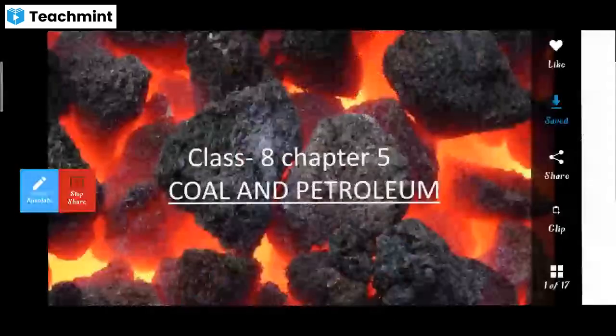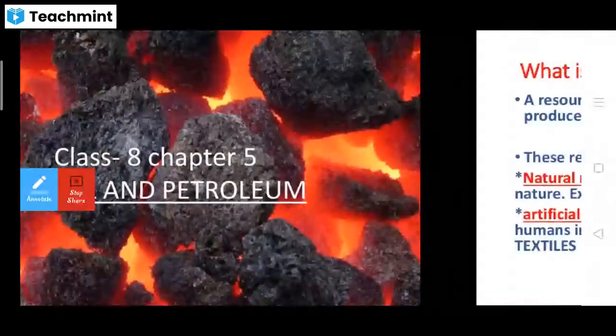Okay, the topic name is coal and petroleum. Before understanding the topic, it is our duty to understand what is meant by natural resource. As I have already told you the definition, here we will study one more type. One more time, what is meant by natural resource.